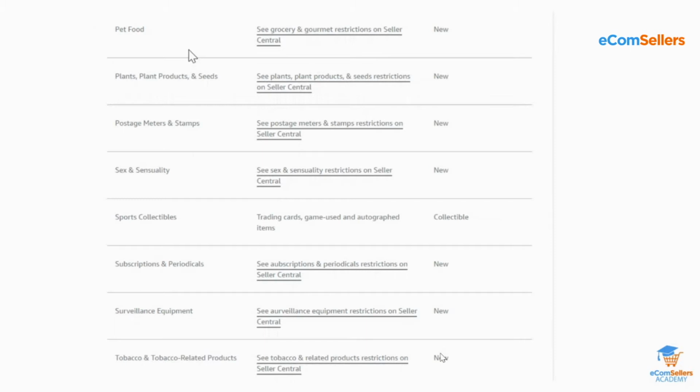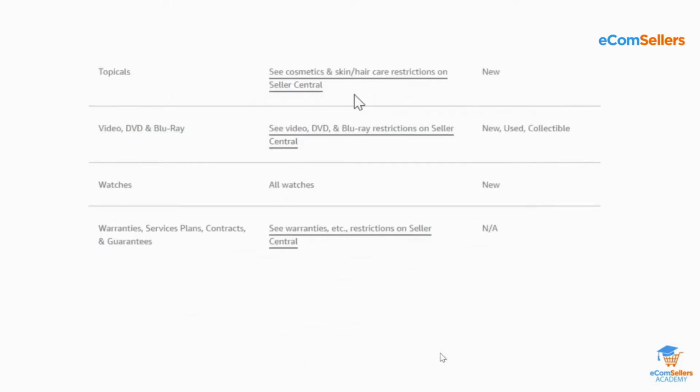Surveillance equipment, you definitely want to go read that. It says you can sell it as new. Tobacco and tobacco related products. Again, I would just go read that so that you don't get yourself in trouble and don't assume what you can and cannot do. Topicals, we've talked about that. I use that as one of the first examples. Again, anything that you're ingesting or anything that you're putting on your skin, those are products that you're probably going to have to go through a few different layers of approval to be able to sell those specific products.